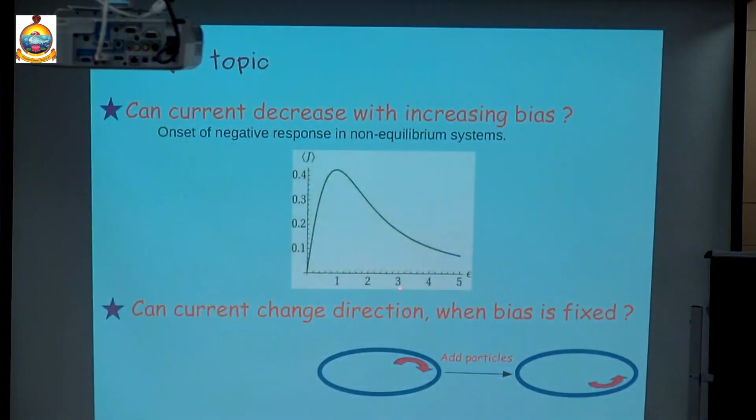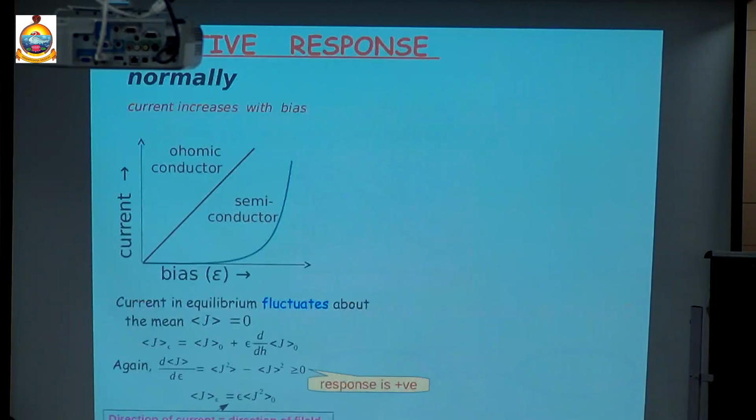So if this is current and this is potential, then dI by dV is resistance. This slope is the resistance, right? So on this side the slope is positive, on this side the slope is negative. So if the current shows a behavior like that, you have a negative resistance. Okay, so that is called a negative response. So I will talk of negative response and current reversal, uphill current. If you have a bias like that, current flows in that direction. These two things I will discuss.